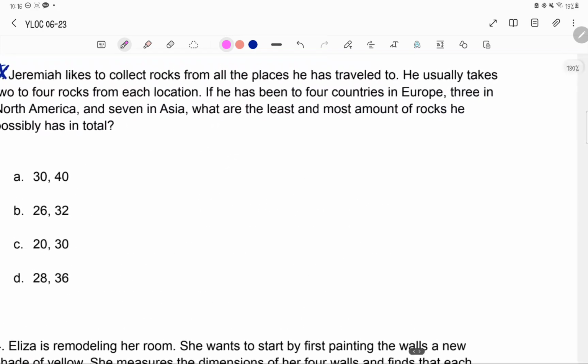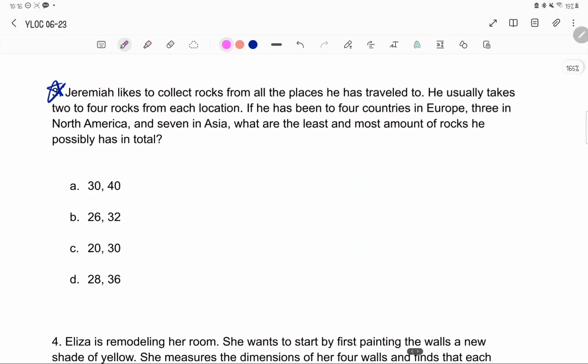And number 3. Jeremy likes to collect rocks from all the places he has traveled to. He usually takes 2 to 4 rocks from each location, and he has been to 4 countries in Europe, 3 in North America, and 7 in Asia. What are the least and most amount of rocks he possibly has in total? So it says to find the least and most amount of rocks.